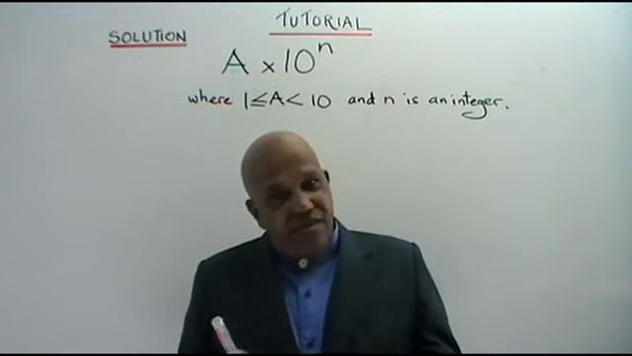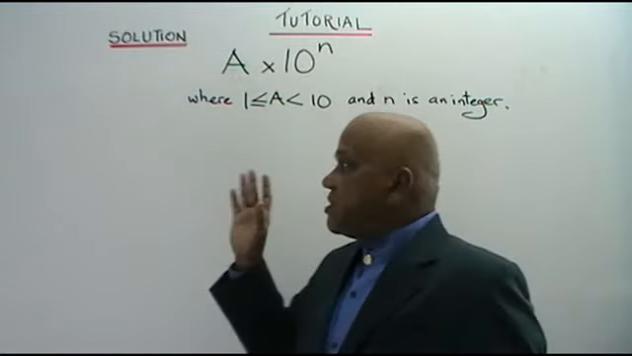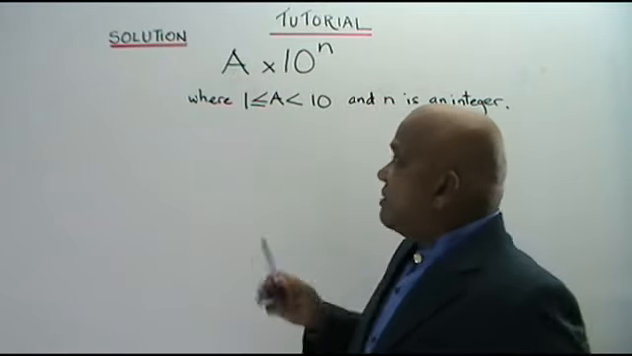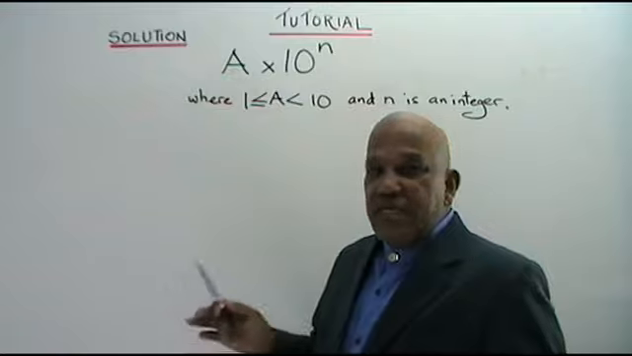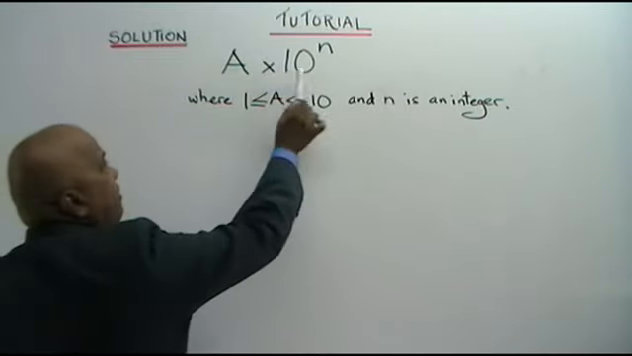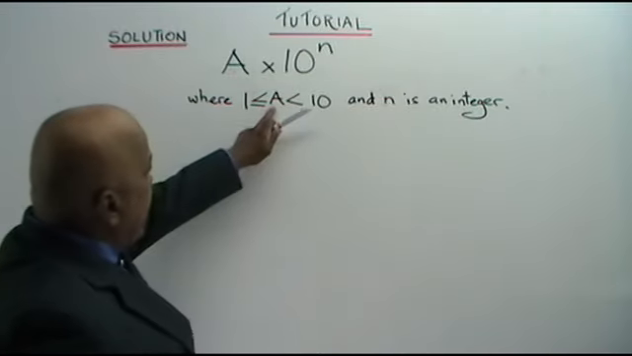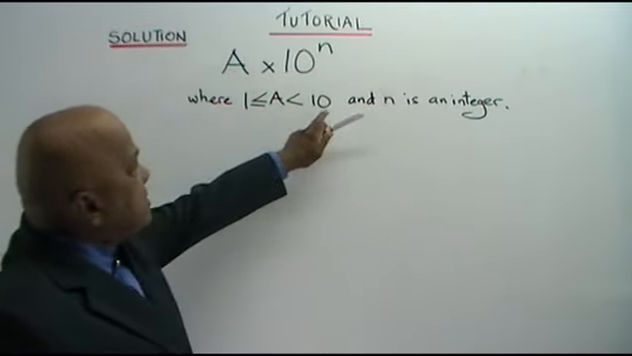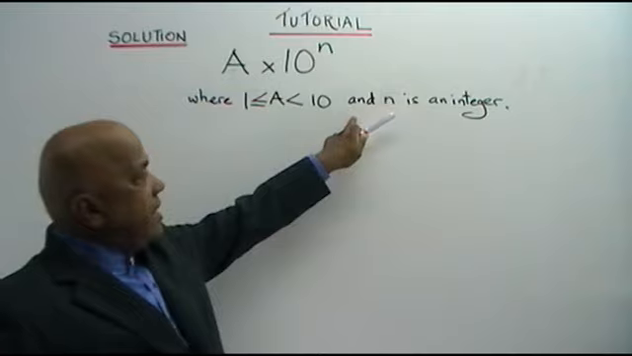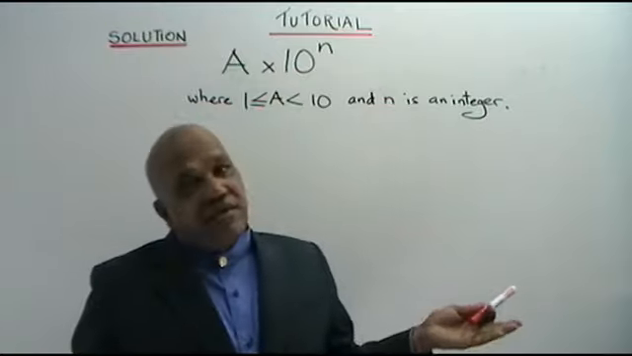Now, every year without fail, there are two questions in SPM paper 1 based on standard form. What is standard form? If a number is to be written in standard form, it is written in this form: A times 10 to the power of n, where A is more than or equal to 1 and less than 10. It cannot be equal to 10, but can be equal to 1. N is an integer. Integer means negative, positive, whole numbers.